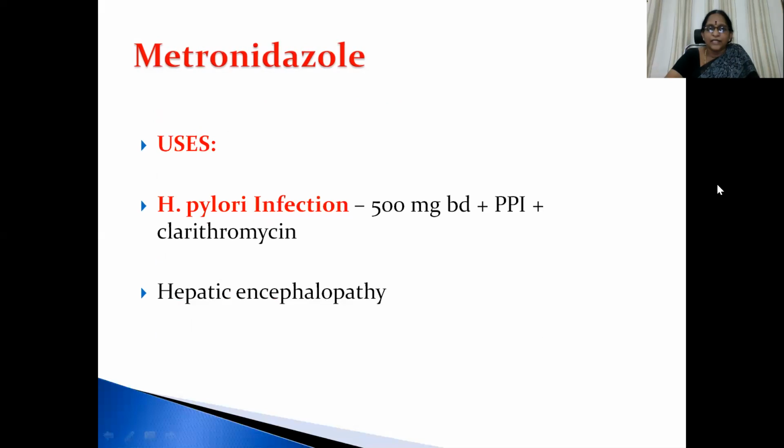Then other uses are H. pylori infection. So this topic is over for you already. The dose of metronidazole that is used in H. pylori infection is 500 mg BD along with proton pump inhibitors and clarithromycin. And it is also used in advanced cases like hepatic encephalopathy, and the route of administration is obviously IV. Dose depends on the need.